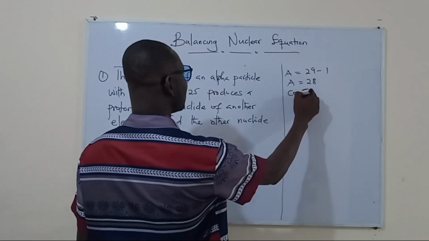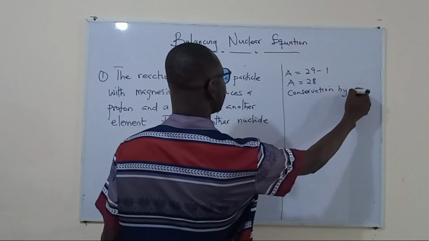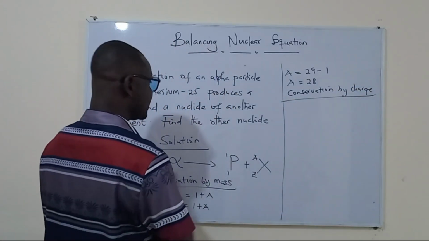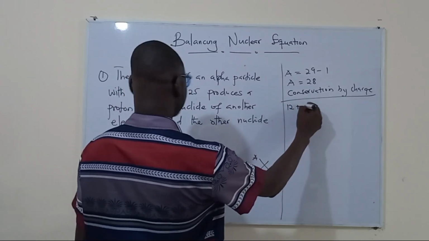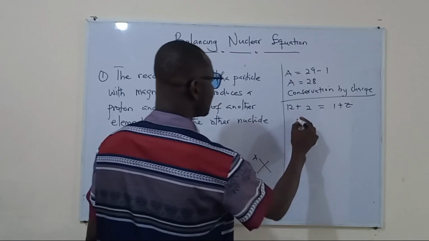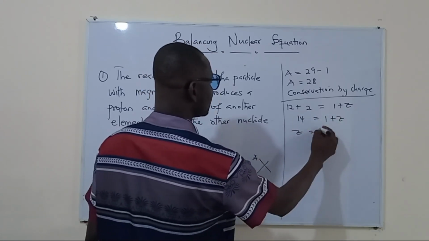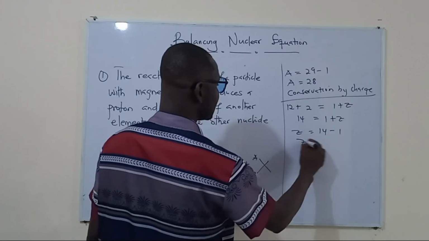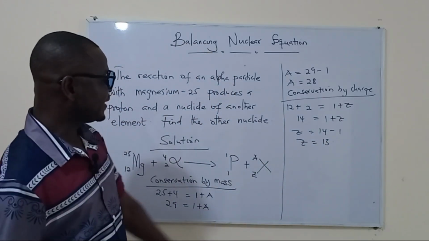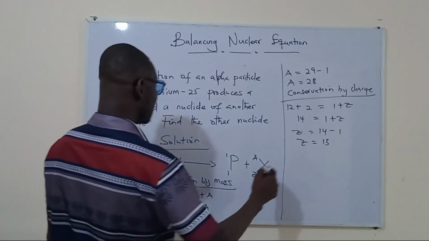Then we apply the conservation of charge. We sum up our charges: 12 plus 2 will give us 1 plus Z. So 14 is equal to 1 plus Z. Z will be equal to 14 minus 1. Z is equal to 13. So we have identified both our mass and our charge, and we can now write our equation.